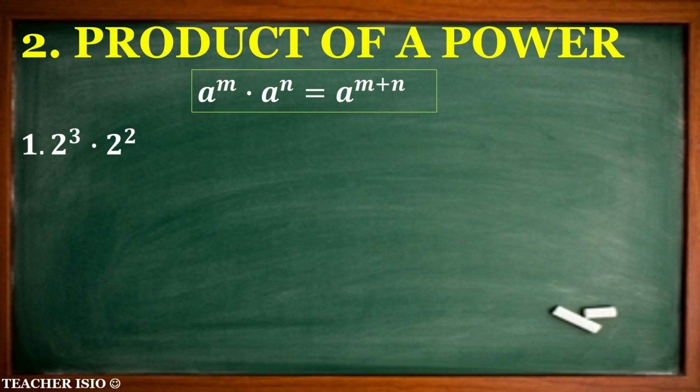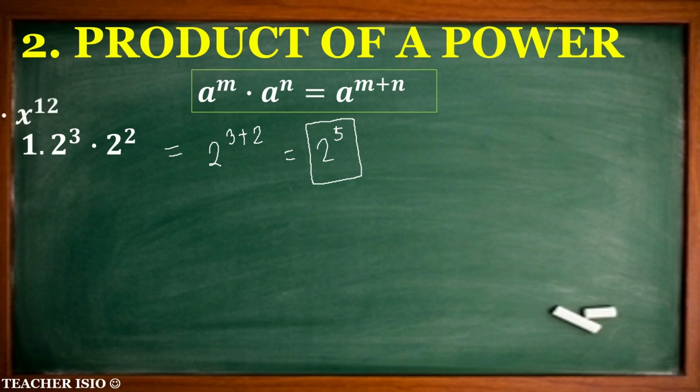So, we have, again, just add the exponent. So, we have 2 raised to 3 plus 2. What is 3 plus 2? We have 5. So, the answer is 2 raised to 5. Again, when it comes to product of a power, kapag same base sila, just add the exponent.